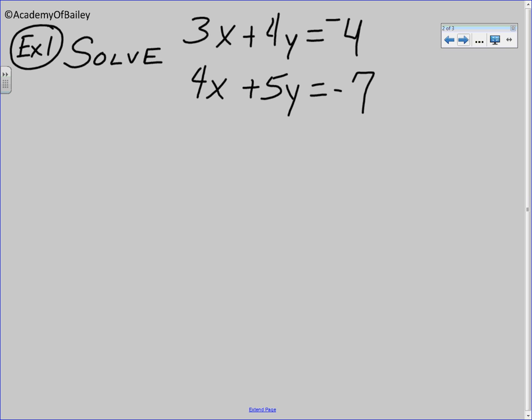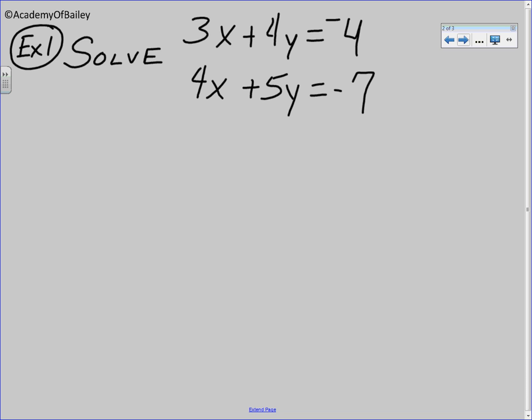And I know if you wanted to do linear combinations, you could multiply the top equation by 4 and the bottom equation by -3. That would cancel out the x terms. But I need you to know how to do this using matrices, using an inverse matrix.